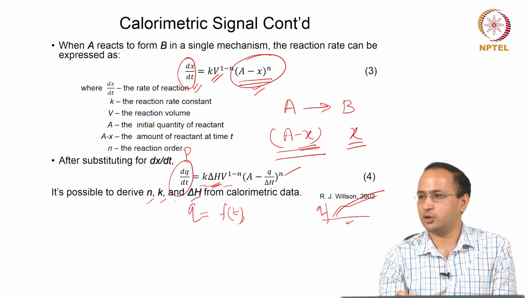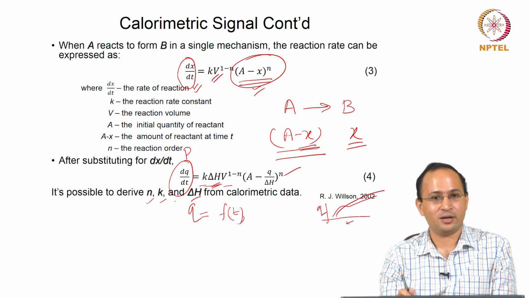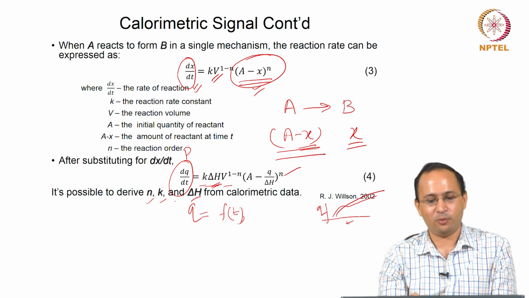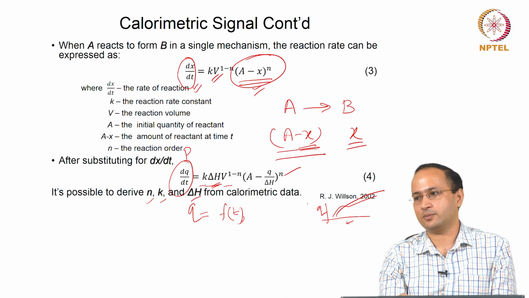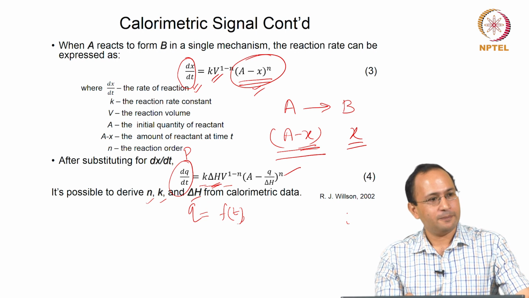n is the reaction order, you can tell whether it is a 0 order reaction, first order reaction, second order reaction. k is the reaction rate, how fast the reaction is proceeding, and delta H is the enthalpy. So just from calorimetry, like in this case from isothermal calorimetry, we can calculate these thermodynamic and kinetic parameters. For this obviously you need data, first you have to collect the data, then you can use this data to get the values. Is it clear?